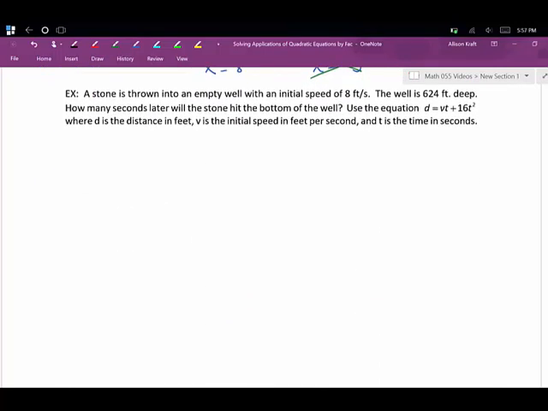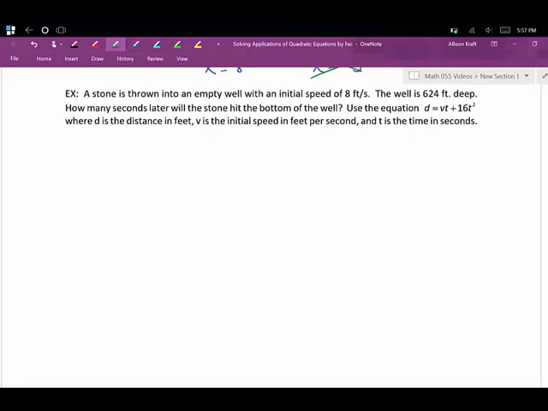Our next example says a stone is thrown into an empty well with an initial speed of 8 feet per second. The well is 624 feet deep. How many seconds later will the stone hit the bottom of the well? We want to use the equation d equals vt plus 16t squared, where d is the distance in feet, v is the initial speed in feet per second, and t is the time in seconds.